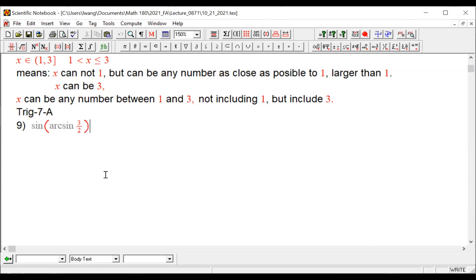Isn't the answer undefined? Why? Because 3/2 is outside the domain of arcsine. Perfect answer. Perfect answer. When you see the input is 3/2 and you look at the function applied to it.